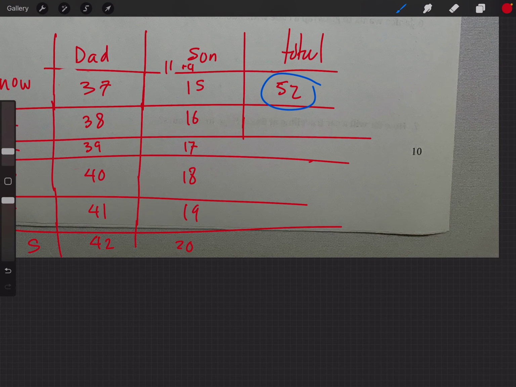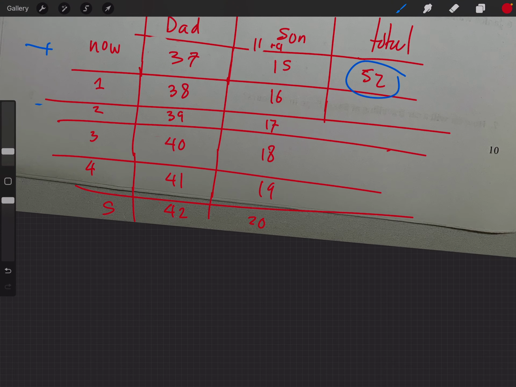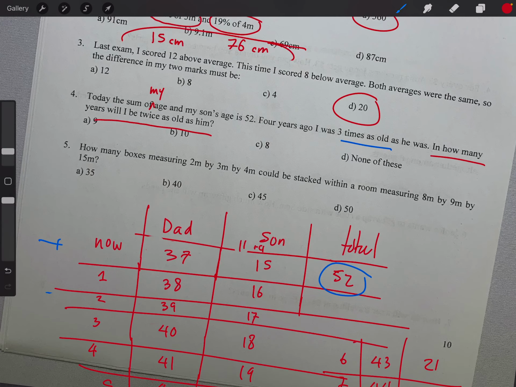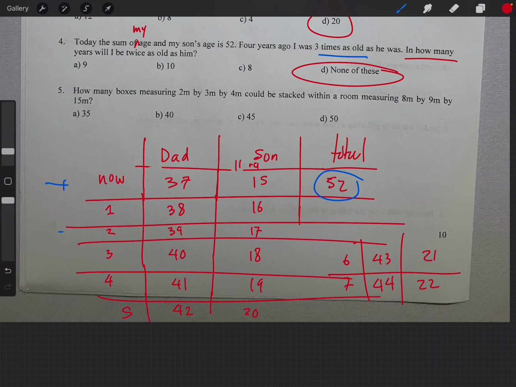6 years later, you're going to get 43 and 21. 7 years later, you got 44 and 22. Yes, there we go. 7 years later is the answer. So the answer here will be none of these because they don't have 7 years later here. All right, next one.